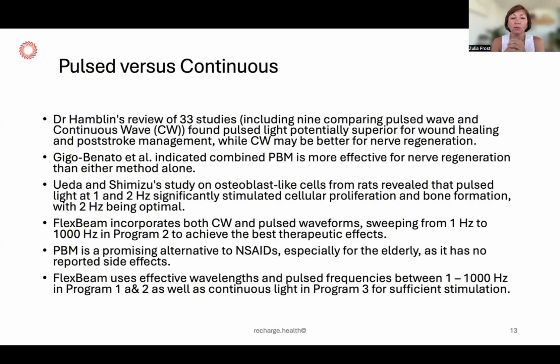Also, photobiomodulation could be used compared to ordinary treatment approaches like non-steroidal anti-inflammatory drugs. You may get the same effects, but without the side effects of non-steroidal anti-inflammatories, because that is what scientists found in their research as well. So FlexBeam uses effective wavelengths, and they have pulse and frequency. So it's best to combine these two.